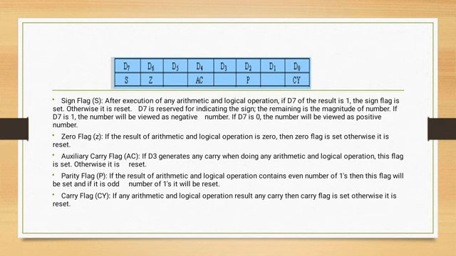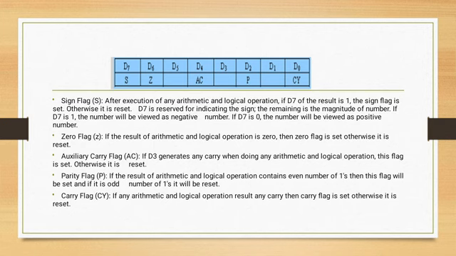Next, auxiliary carry. Auxiliary carry is one of the very important flag bit positions among other flags. The auxiliary carry holds the carry out of bit number 3 to bit number 4. When there is a carry generated between D3 and D4, then AC, the auxiliary carry, is set to 1, otherwise it is in reset condition.